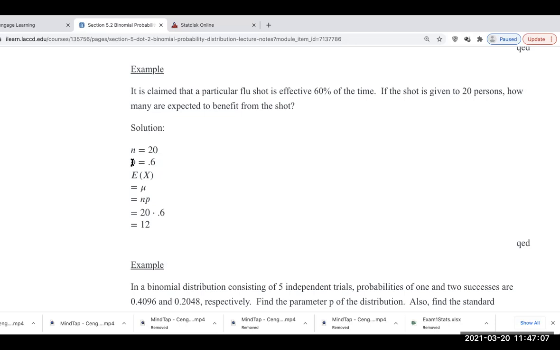So the expected number is NP. 20 times 0.6 is 12. And so, well, if I had asked a third grader how to do this problem, they also would have gotten the same answer. If you say it's claimed that a shot is effective 60% of the time, is given to 20 persons, how many do you expect to benefit? Well, 60% of 20 is 12. So yes, it's what we think it should have been.